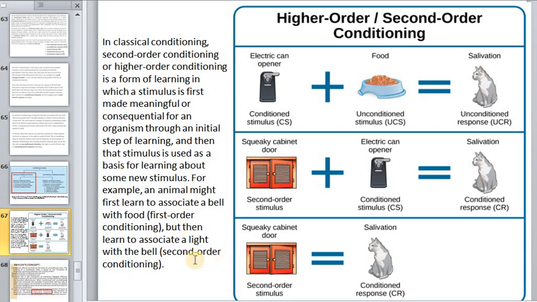It is second order conditioning, just here with the cat. For example, the electric can opener plus food, we have the reflex, but then we use just a cabinet door, and it's the second order stimulus plus the electric can opener, and we have the second level, or higher order conditioning, exactly second order conditioning, a reflex just for opening the door.